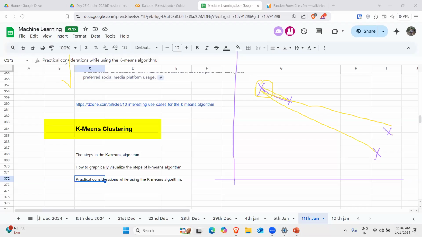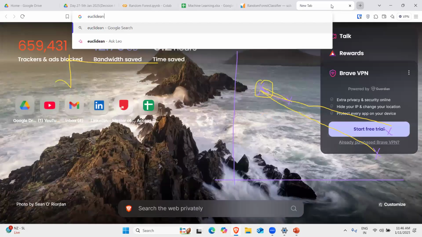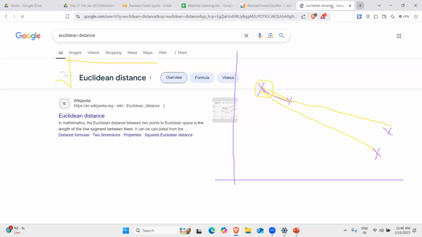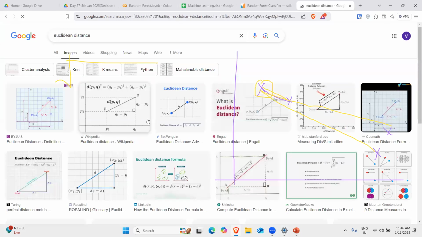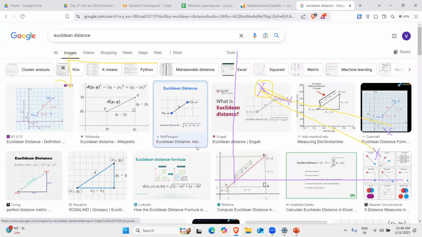So in your school days, you have seen the Euclidean distance formula, right? Everybody knows that. It is the square root of (x2 minus x1) squared plus (y2 minus y1) squared, right? So that is something which we use over here.